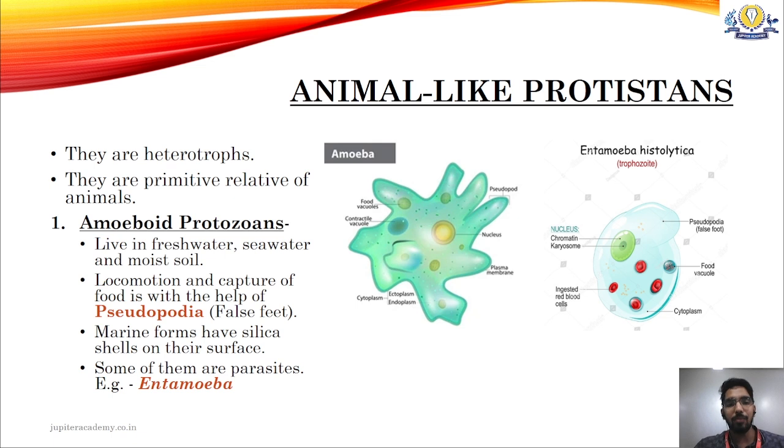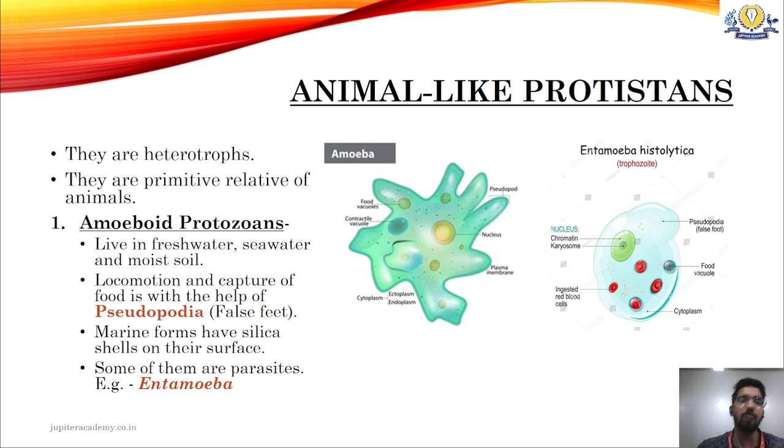Next is animal-like protists. Animal-like protists include your protozoans. They are heterotrophs. Obviously, they either predate or they are parasitic. They are primitive relatives of animals. The first group in that is amoeboid protozoans, which use pseudopodia as an organ of locomotion.